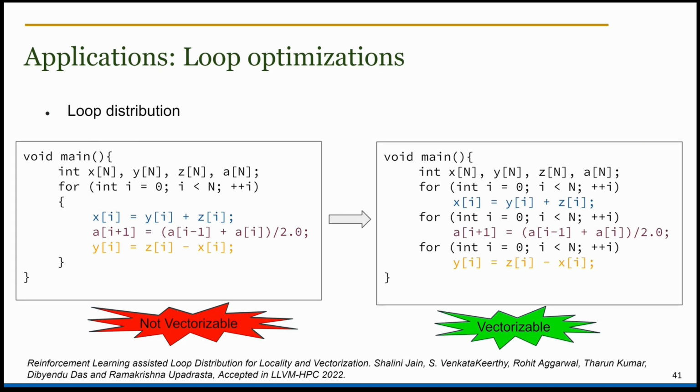And we did use IR2Vec representations for some of the downstream tasks that we discussed, particularly loop distribution. We use reinforcement learning here for arriving at a better loop distribution sequence that would exhibit better locality and vectorization characteristics. This work is accepted very recently in LLVM-HPC. It should be available online very soon.